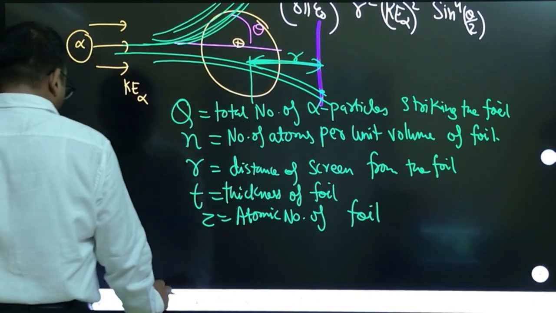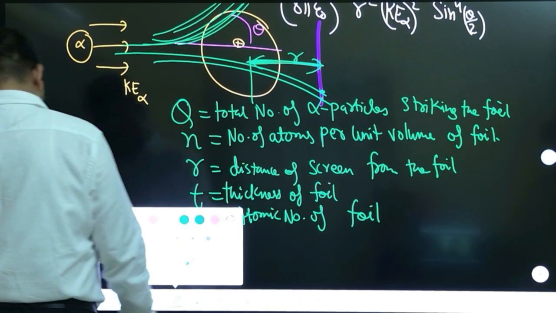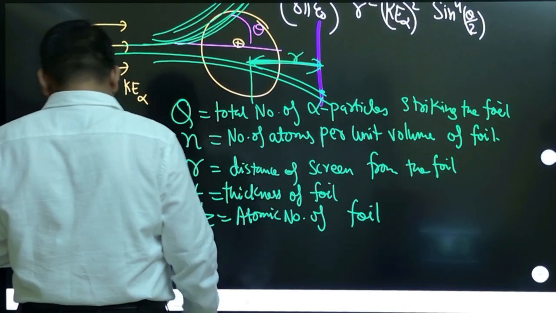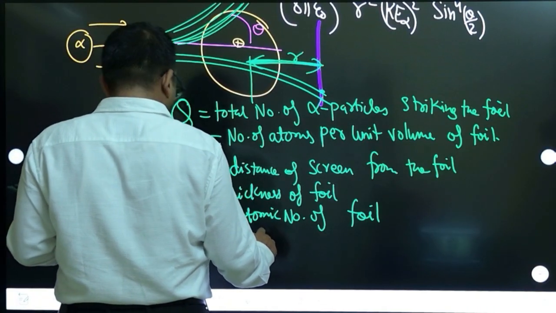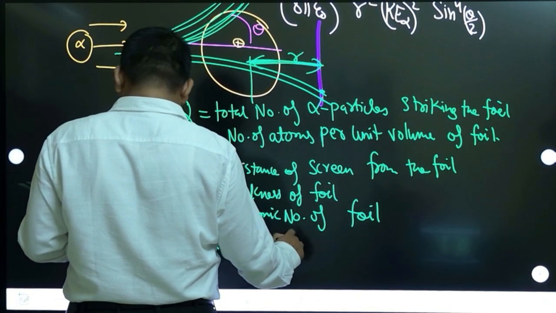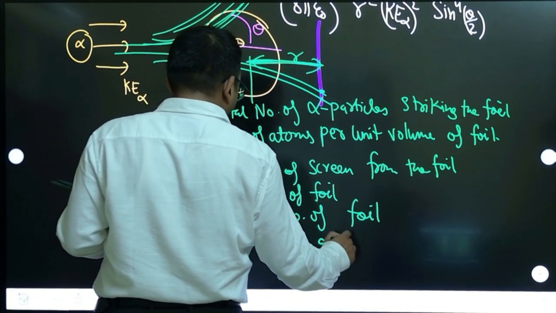You may be knowing about it. E is the kinetic energy of the alpha particles.